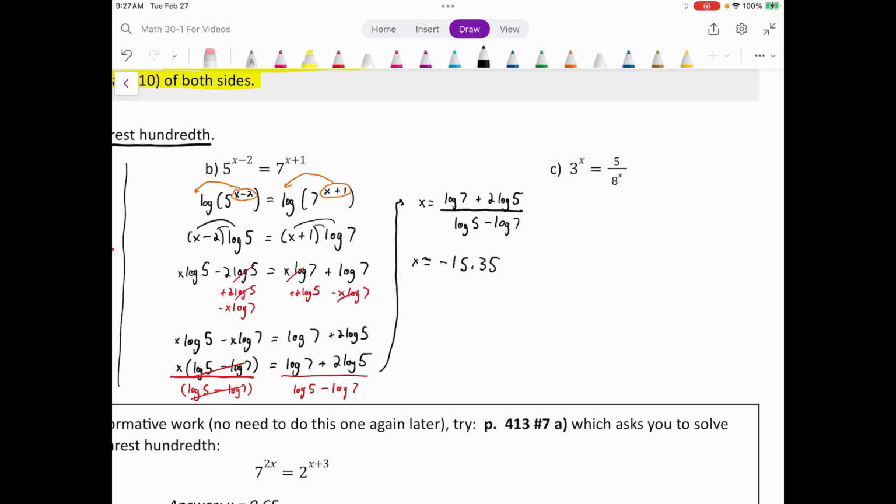And again, we could check our work by putting negative 15.35 in here, right? So do 5 to the power of, I guess that would be negative 17.35, and then 7 to the power of negative 14.35, right? And see if left side equals right side. See if you get that that really is the value of x that would work for that equation. All right, one more here.